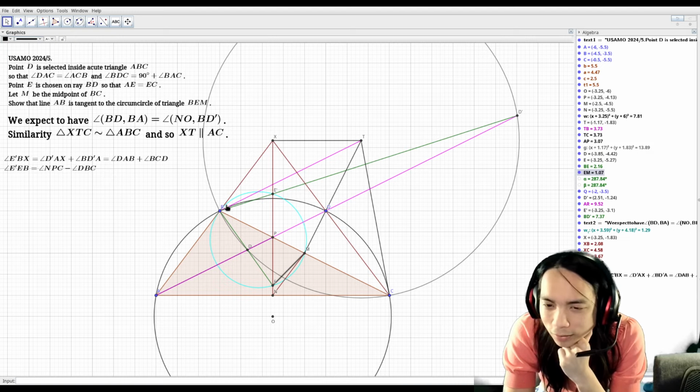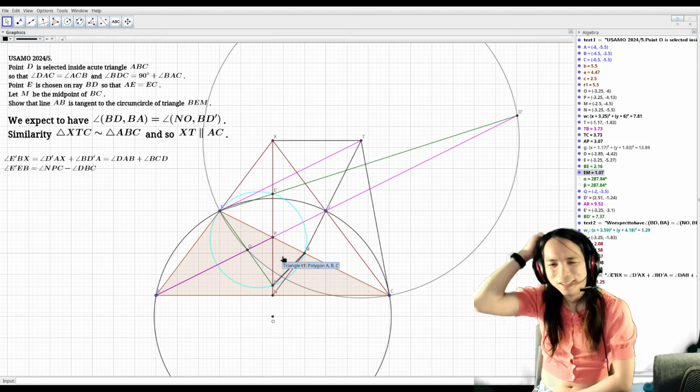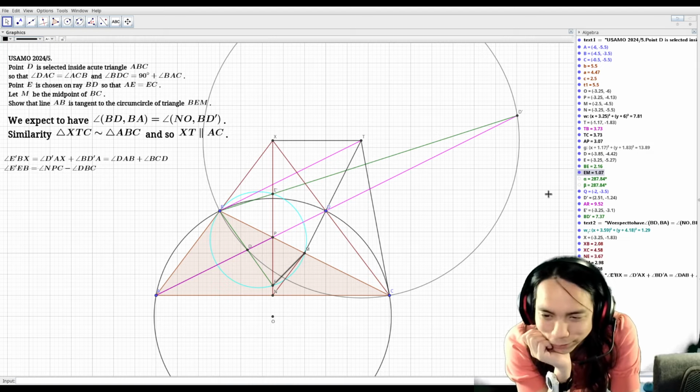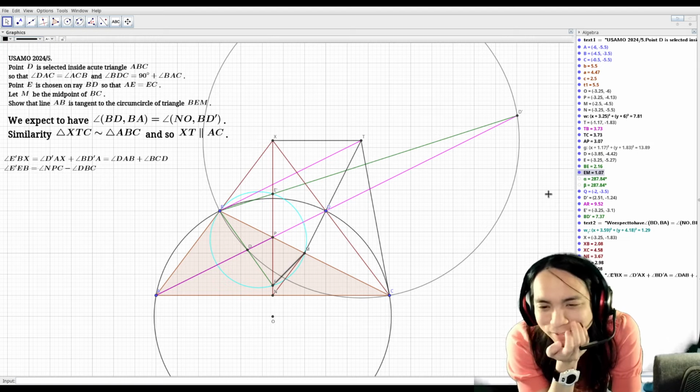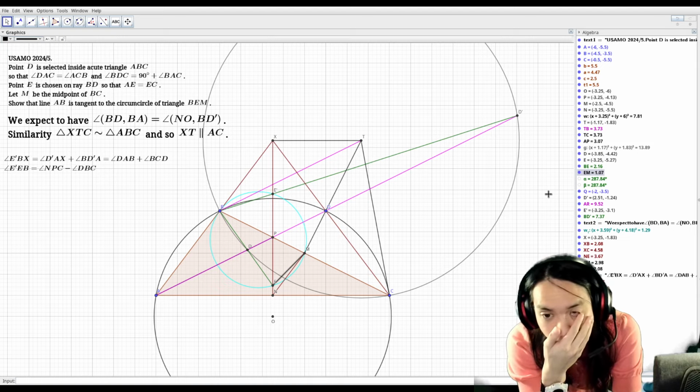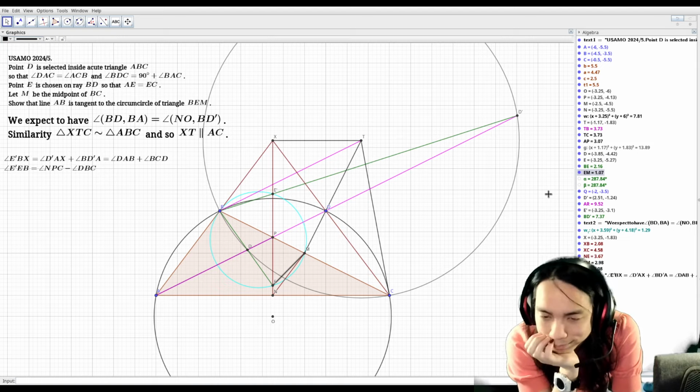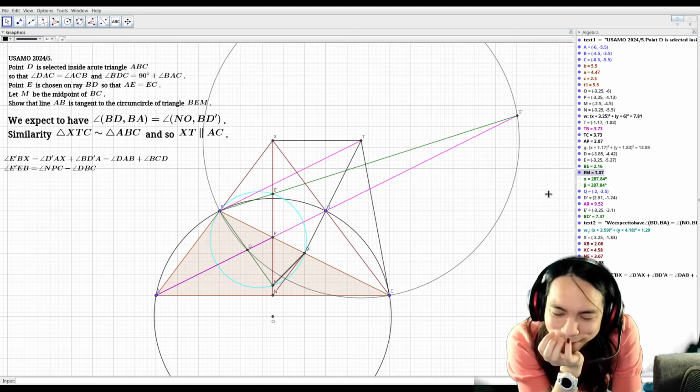I just computed this angle, right? I said that this angle can be computed in terms of some expression. And if I can compute this angle, then by the same token I can compute the other. So I think there's a world in which trig Ptolemy will just work. I don't really want to go that route, but I think it will just work.